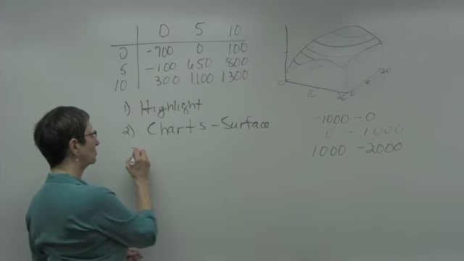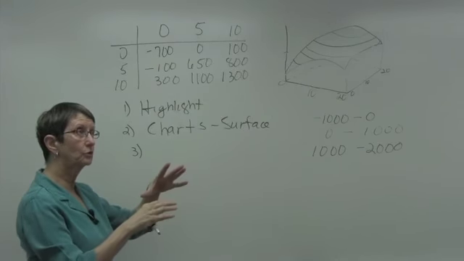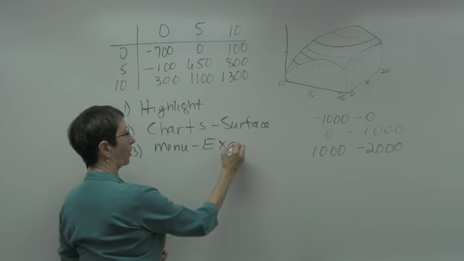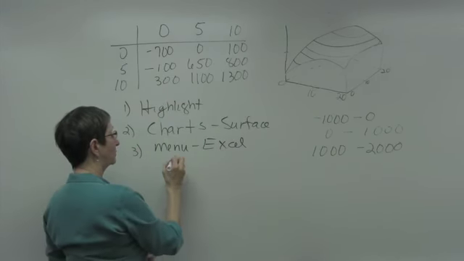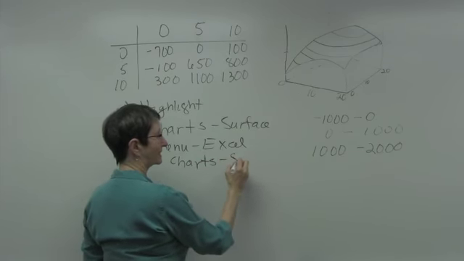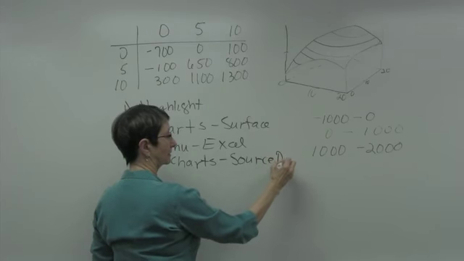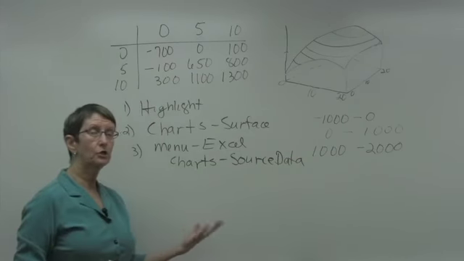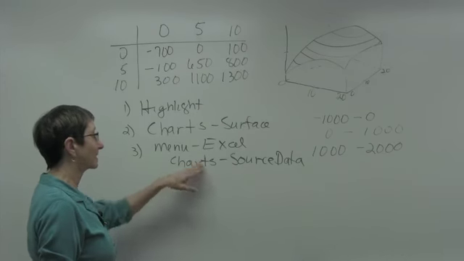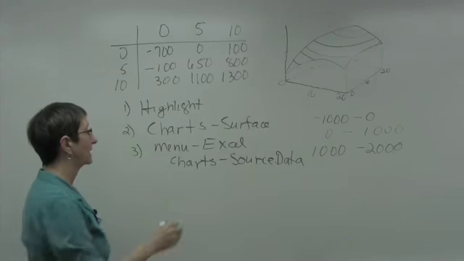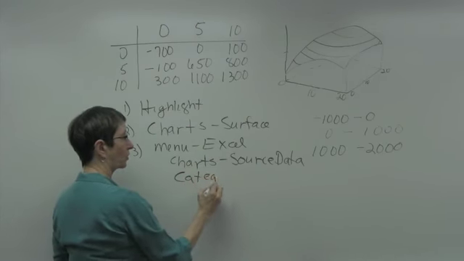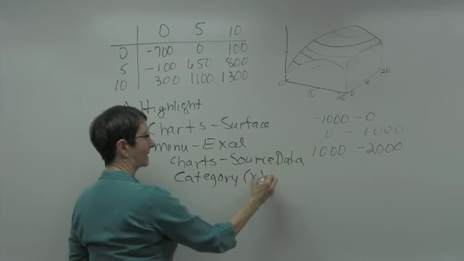So the third thing you do, you go back to the very top menu. This is the Excel menu bar at the top of your screen, and you click on Charts, and then you look at Source Data, because you want your data, the X's, to come from the correct place and the Y's to come from the correct place. So in the box that comes up, you want the one that says Category X Axis.